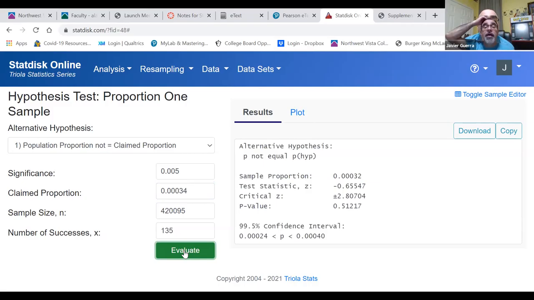I'm going to write down all my results. Sample proportion, test statistic, critical Z, and my P value. All right, 0.0032. Test statistic is negative 0.65547, and critical is plus or minus 2.80704, and the p-value is 0.51217.